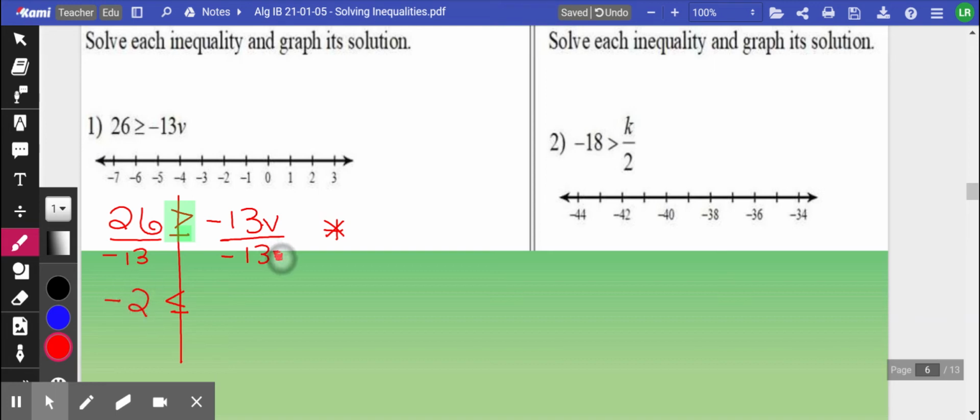Oh, man, Mr. Malone, you're not supposed to put the v there, just the negative 13. Divided by negative 13, negative 13v divided by negative 13 is v. So that's how my answer is right now. And I should do that. I should see that on your paper. Okay?